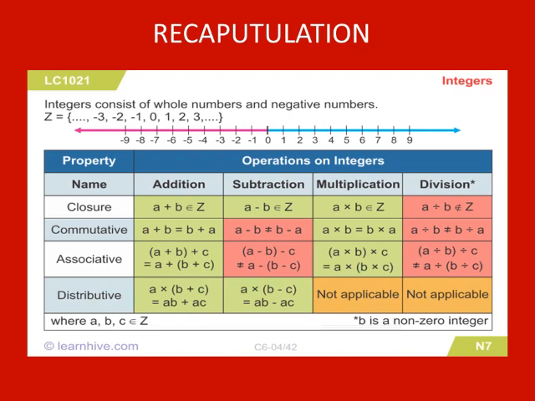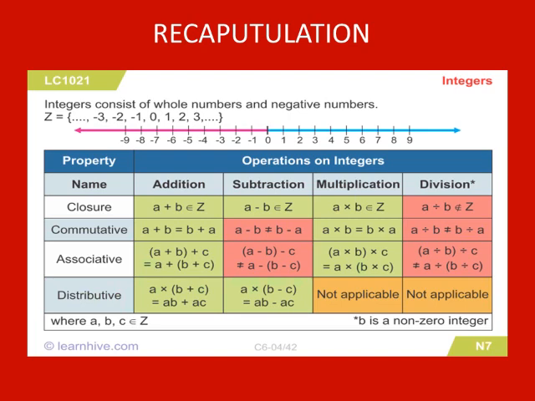Commutative property. Commutative property of addition for integers means when A is added to B or B is added to A, the sum is always equal. But in case of subtraction, this is not so. A minus B is not equal to B minus A. So we can say that subtraction of integers does not satisfy commutativity. Similarly, in case of multiplication, the product of AB or BA is equal. So the commutative property is satisfied for multiplication.